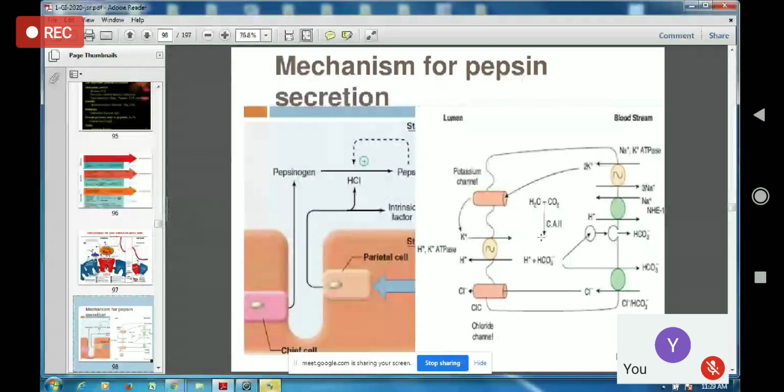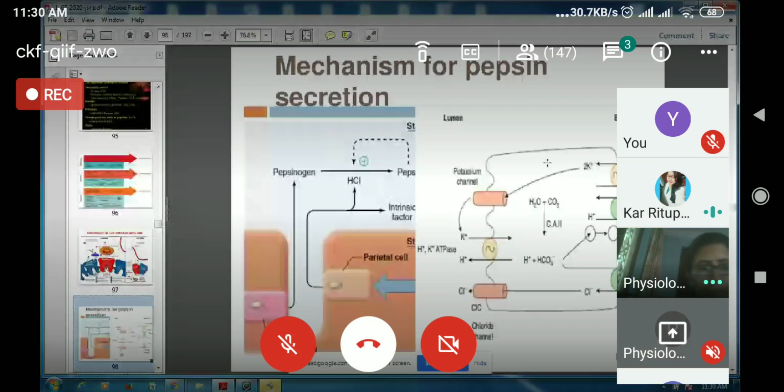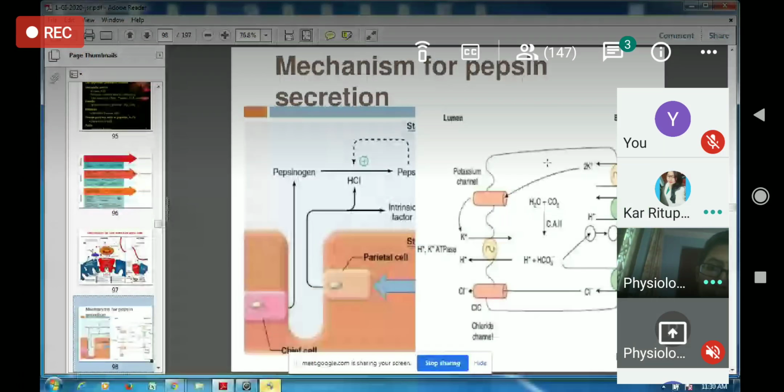So for HCl secretion, we have this right portion of the slide. Are you able to see the slide? It is written mechanism for pepsin secretion, but that holds true only for the left hand side, isn't it? You will be asked mechanism for HCl secretion, okay, and that is on the right side. I hope it is clear. Yes, ma'am.